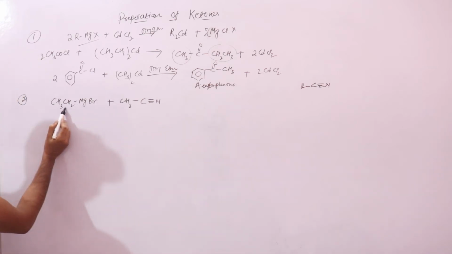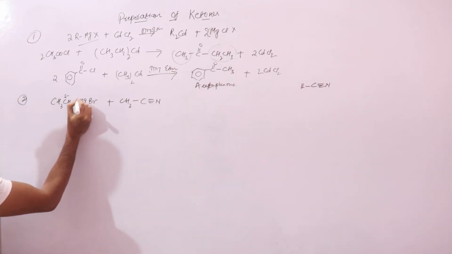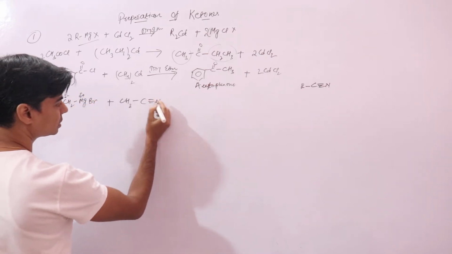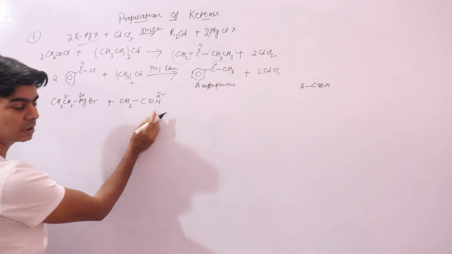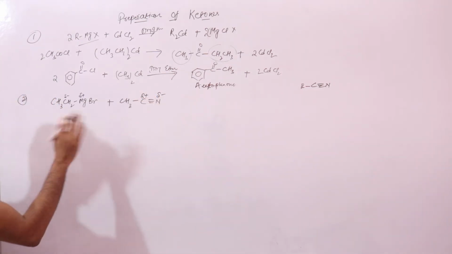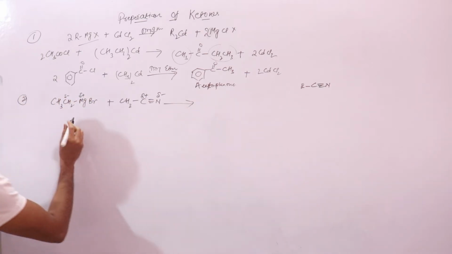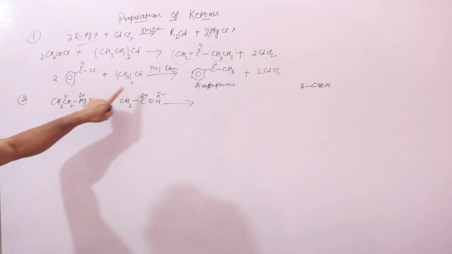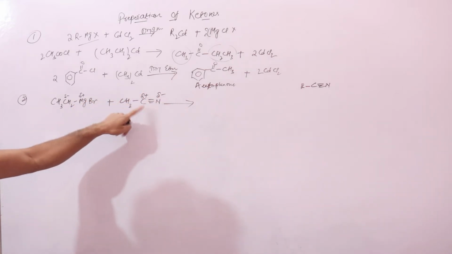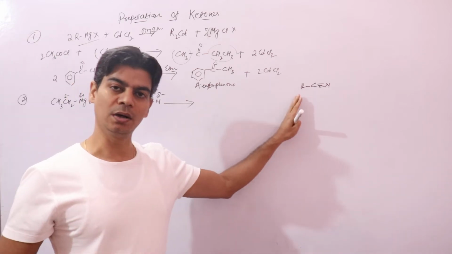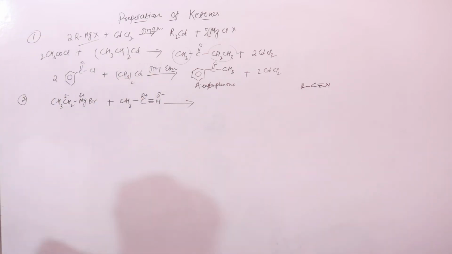Now here carbon has higher electronegativity, so this has negative charge. Magnesium has lower electronegativity, so this has plus charge. In acetonitrile, nitrogen has higher electronegativity, so it has negative charge, and this carbon has positive charge. Now this is a simple reaction between positive and negative. Sorry, this will get attached to nitrogen and this will get attached to carbon. Then the addition product that gets formed, you hydrolyze to give you ketones. I hope this is clear.